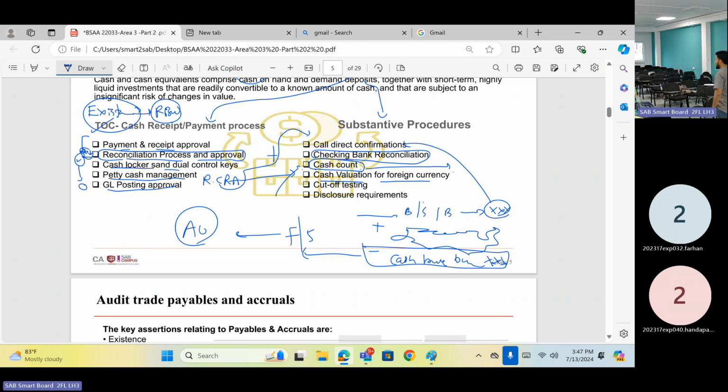If you convert that cash to the local currency, what's the rate you have to use? Buying rate or selling rate? Buying rate. You have to use the buying rate. Buying rate and selling rate are different.